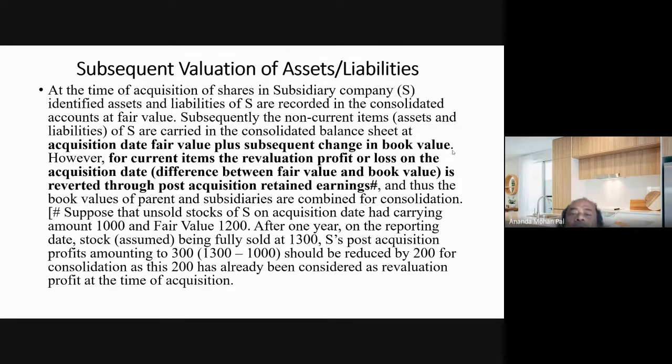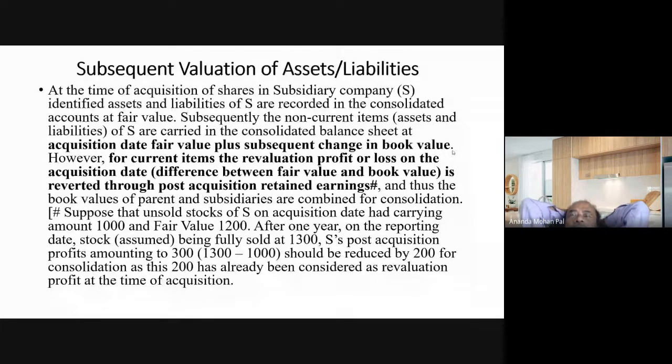But in the case of current items, meaning current liabilities and current assets, the rule is not so. The rule is simply we have to add their book value, that means at their book value as usual, as before. That is the parent company's book value plus the subsidiary's current book value. We would add them. Why? Why that?